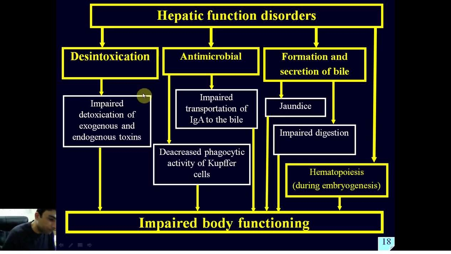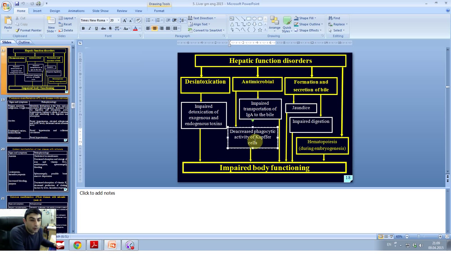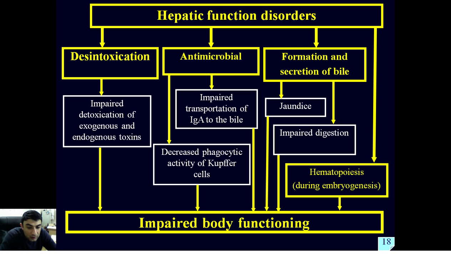Other disorders that we should have in hepatic failure include problems with detoxification, where substances enter the blood circulation without being detoxified. An important antimicrobial role is related both to IgA production into the bile, which is a part of our defense against unwanted microbes, but also we need to remember the decreased phagocytic activity of Kupffer cells, which are probably the number two cells after hepatocytes.